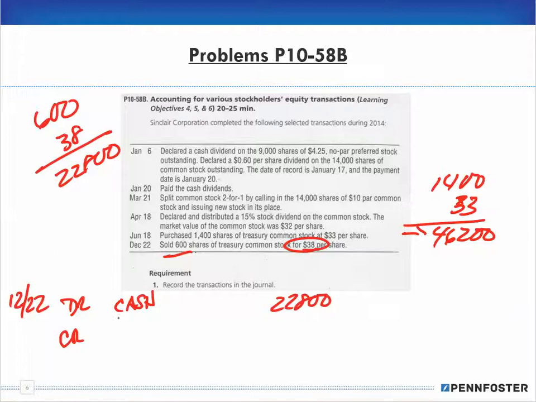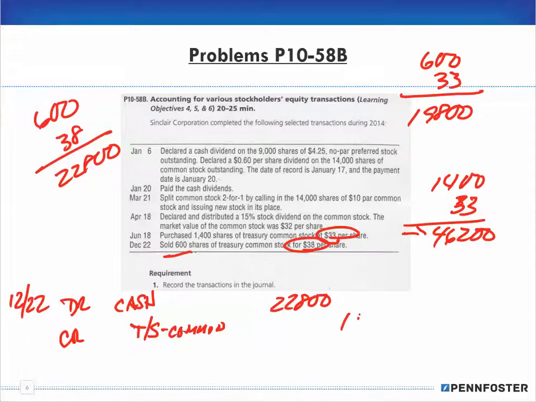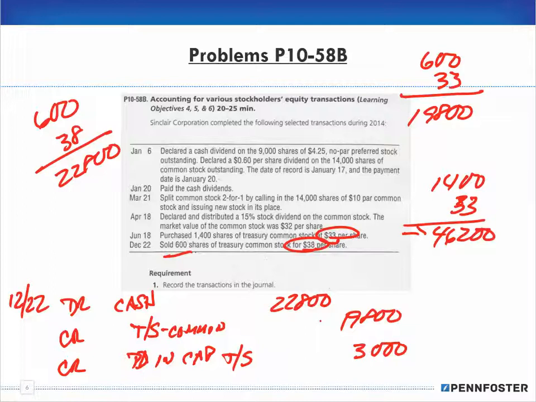And of course, we're going to have to credit our treasury stock, right? Treasury stock common. Now, the treasury stock was at $33 a share, right? So 600 shares at $33 a share is $19,800. And of course, the difference between the two is paid-in capital from the treasury stock. And the difference is $3,000. Okay, so debits have to equal credits, subtract one from the other, and that's how we back into the paid-in capital.